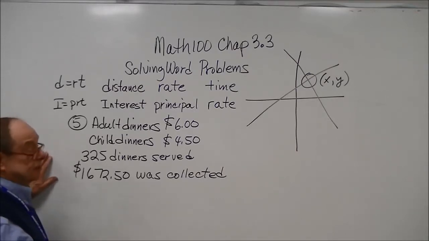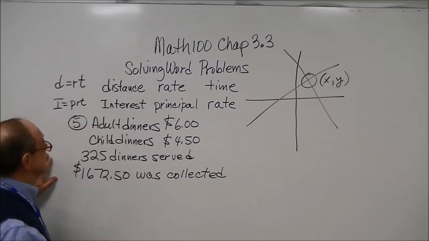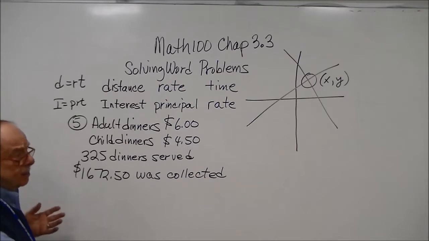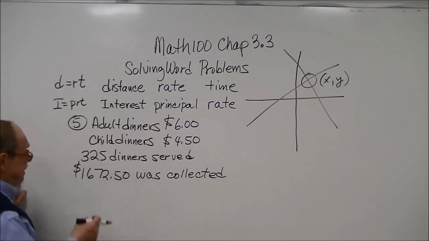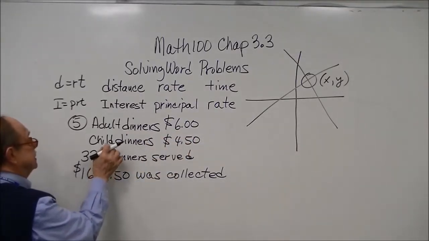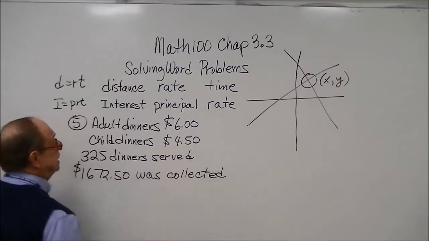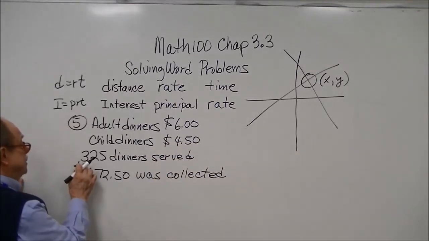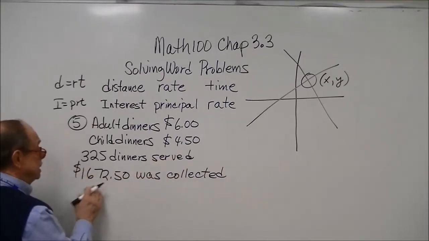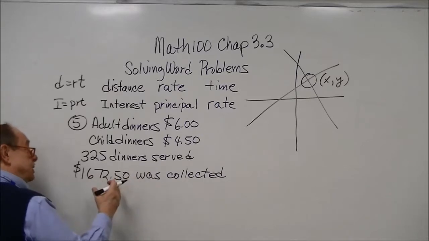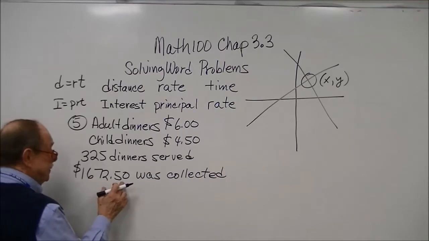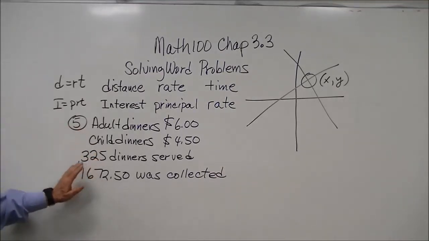I've shortened this question a little bit to just put in the pertinent details. Here, there was a church that was offering a supper, a dinner, and the adult tickets were $6. Children's tickets were $4.50. They had 325 dinners served, and the total amount collected was $1,672.50. So that's the basic information.